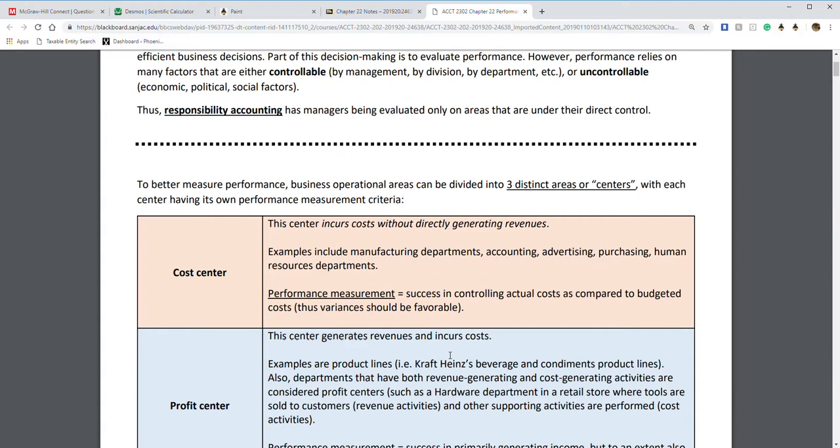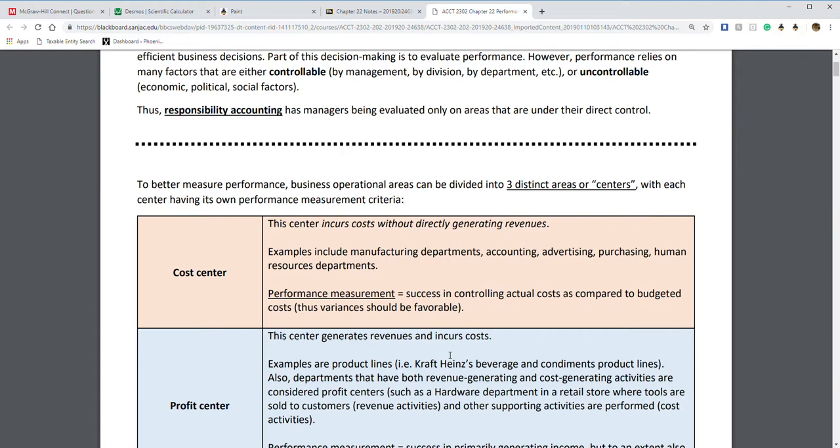The cost center is basically the one that incurs cost without really generating revenue. They're not directly related to it, they just basically create cost. And some of these departments include, of course, us. We just do costs. We don't generate revenue. It depends on the business, but we're just looking at manufacturers. So manufacturing departments, accounting, advertising, purchasing, human resource, mostly the admin stuff. We just create cost and we don't do revenue.